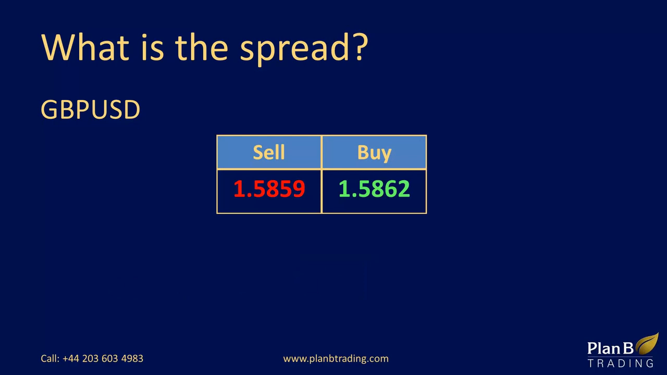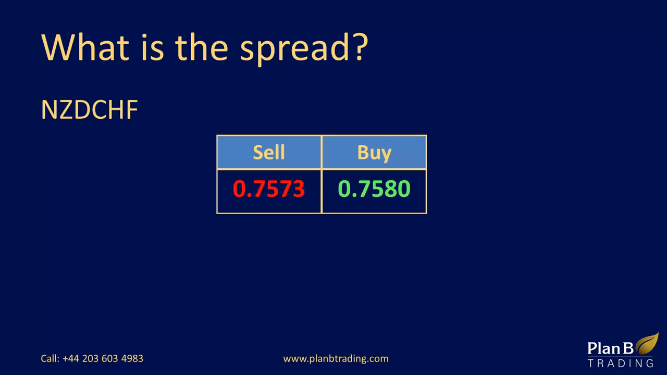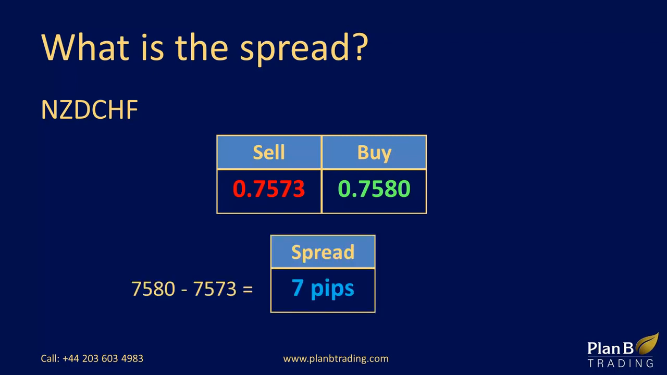Spreads on different currency pairs vary. The calculation is the same, so move the decimal point 4 places to the right and deduct the bid price from the offer price to obtain the spread. Cable is trading here with a spread of 3 pips. On some of the less commonly traded currency pairs, it is normal to see spreads a lot higher. Here, the Kiwi dollar and Swiss franc are trading with a spread of 7 pips. You might decide this is too high for you to trade. You might restrict the currency pairs you trade on certain strategies as a result of the spread.